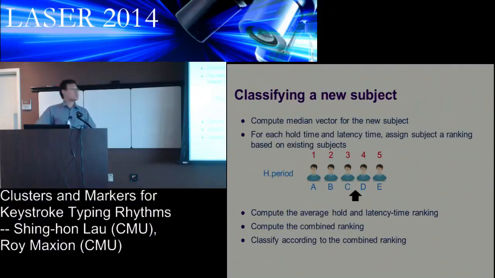So if I have 5 subjects here, and the new subject comes in between C and D, I give them a rank of 3.5, right? Or I could even do something fancier and do some kind of linear interpolation between C and D. And so that would give me the ability to compute the ranking for that subject. And once I have that, I can compute the combined ranking and I can assess whether or not the marker holds or not.